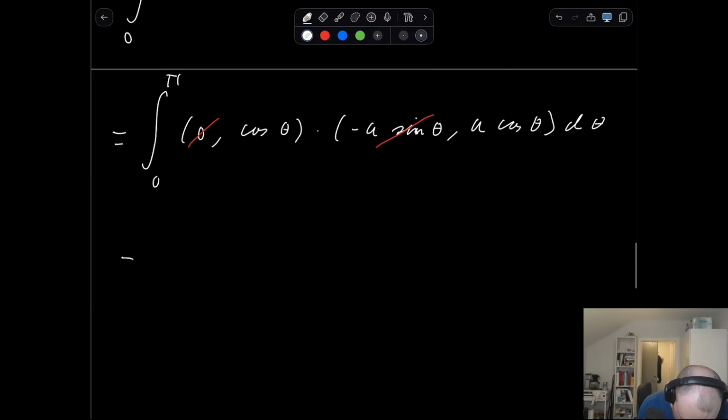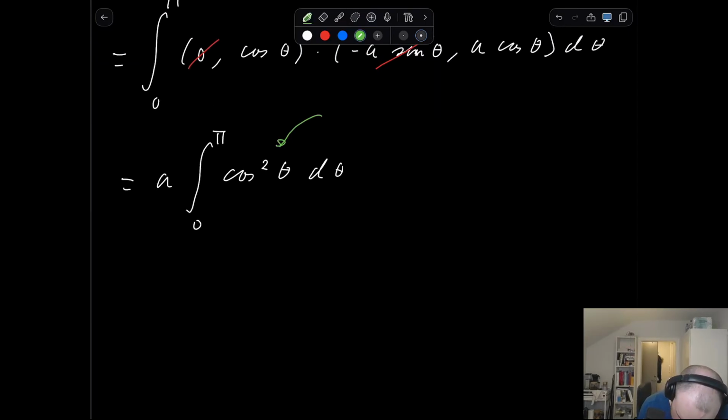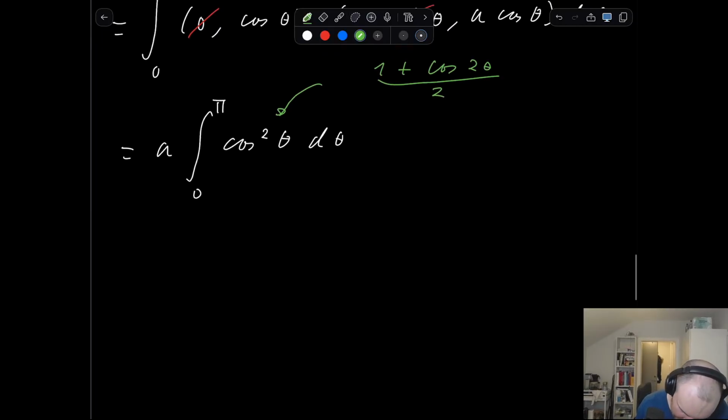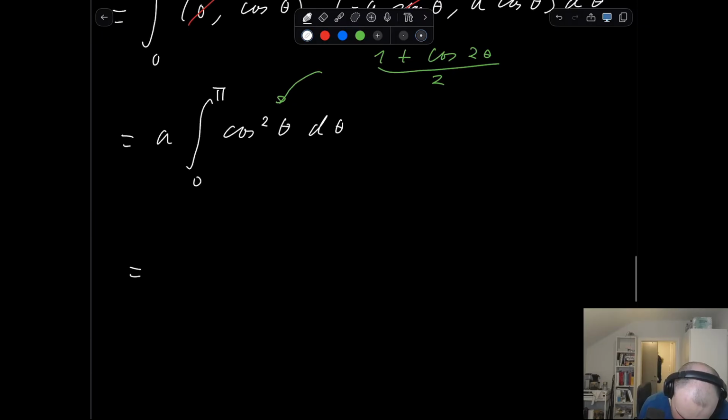And what we end up with is the integral of cosine squared theta from 0 to pi d theta. And remember, this guy is the same as 1 plus... No, it's 1. Is it plus 2? No, it's cosine of 2 theta divided by 2. That's what it is, yeah. Which means that what we get is, of course, the first one is, we can just leave a there.